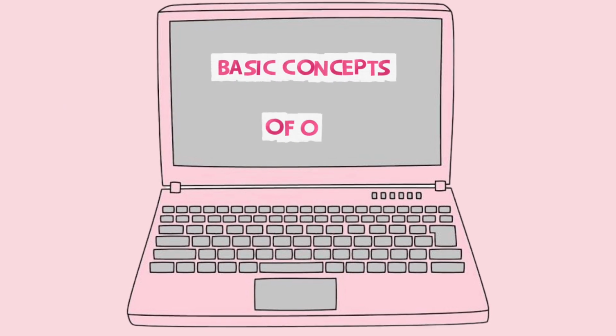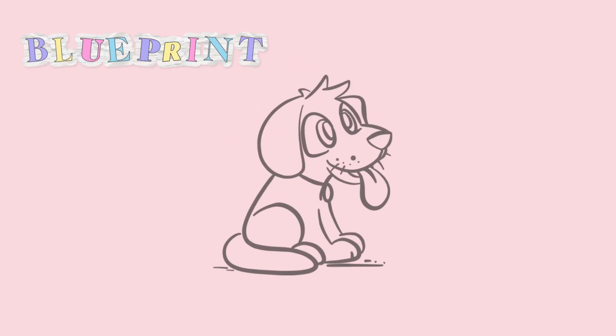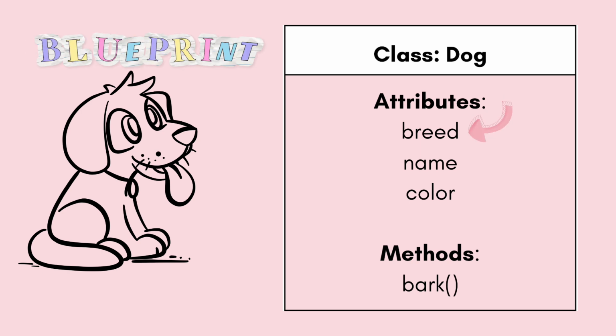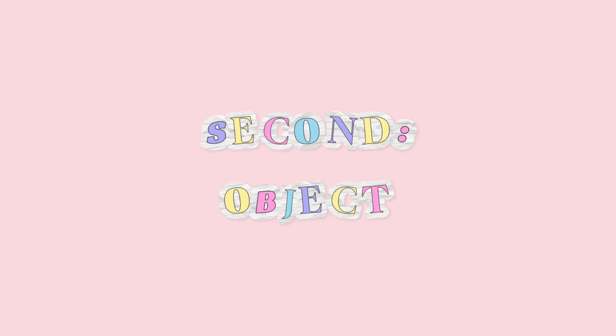Now let's discuss some basic concepts of OOP. First is classes, which are considered as the blueprints. Think of a dog class as a blueprint. It says that every dog has a breed, every dog has a name, every dog has a color, and every dog can bark.